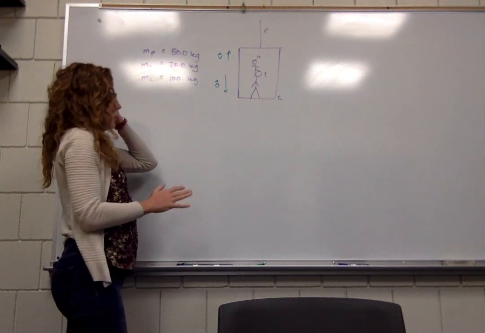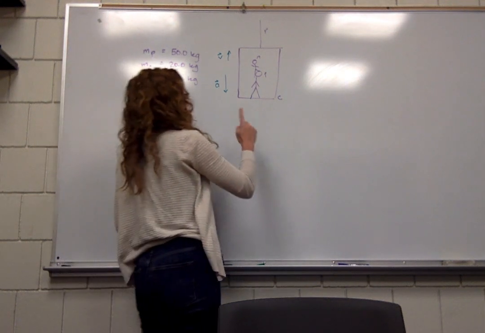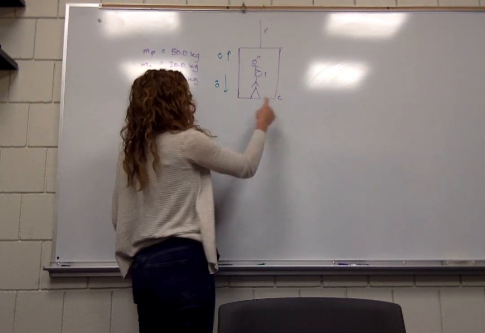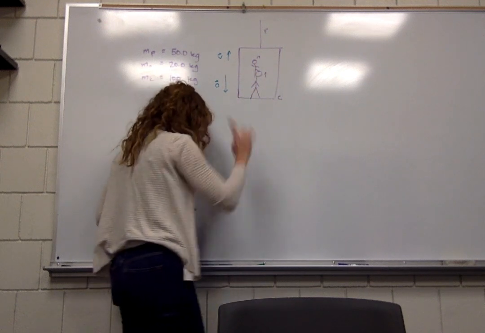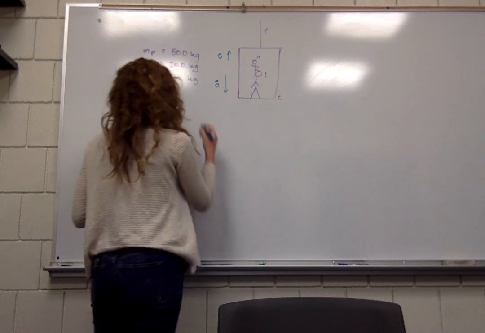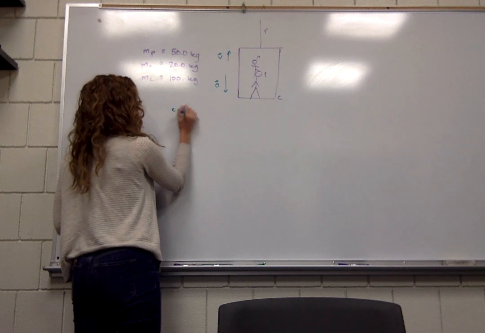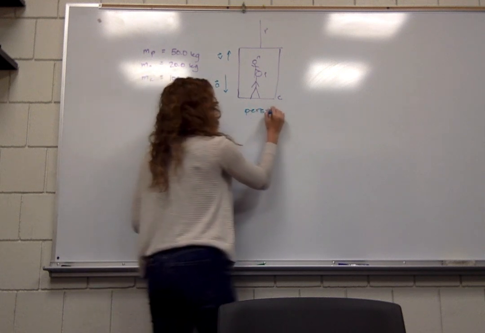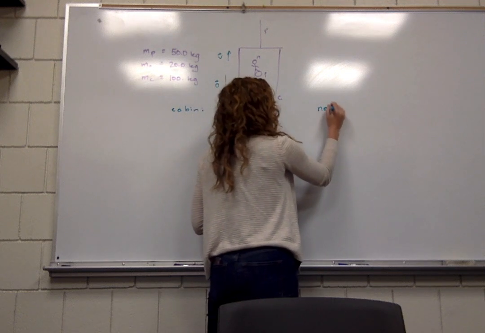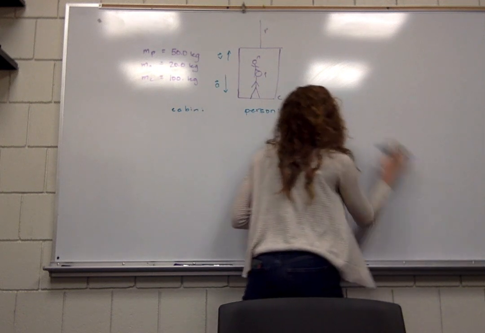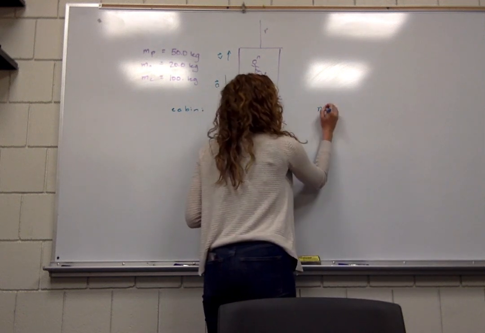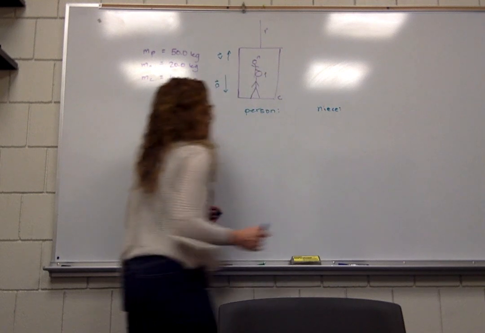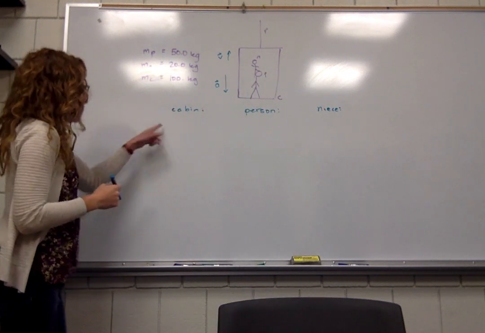So you're trying to draw a free body diagram for three different things, right? We have the cabin, the person, and the niece. Okay, so we have here cabin, person, niece. So let's start with the cabin first.